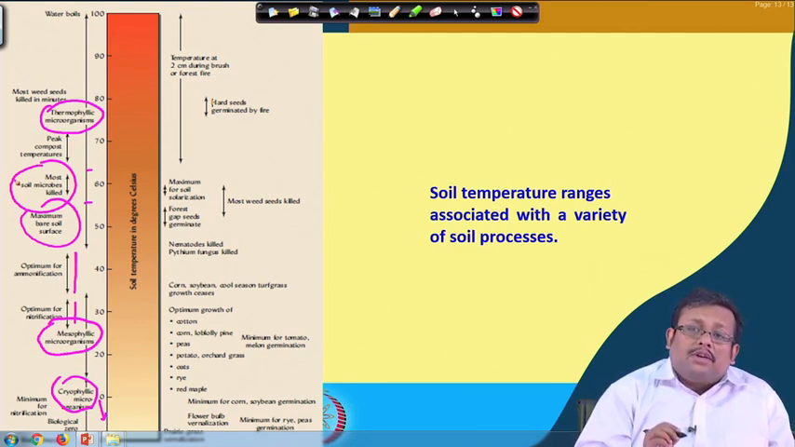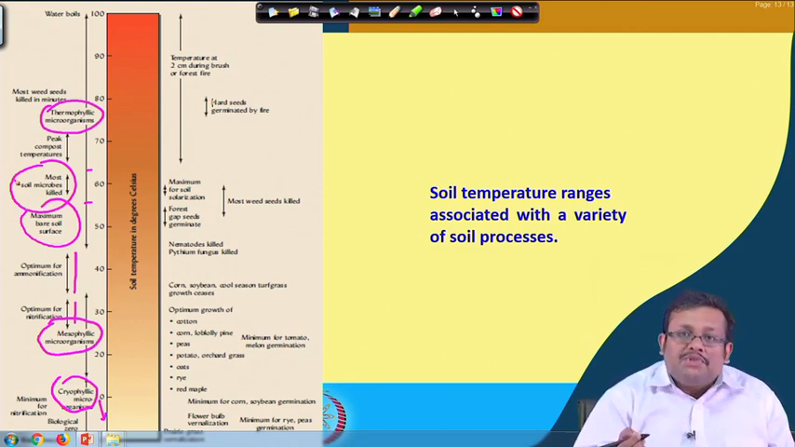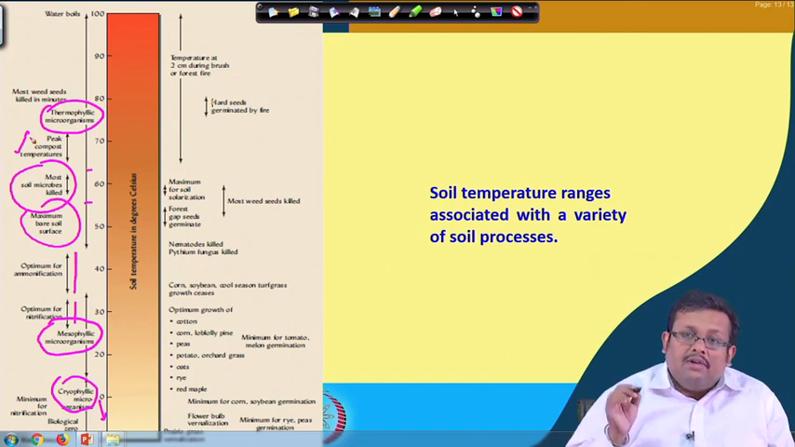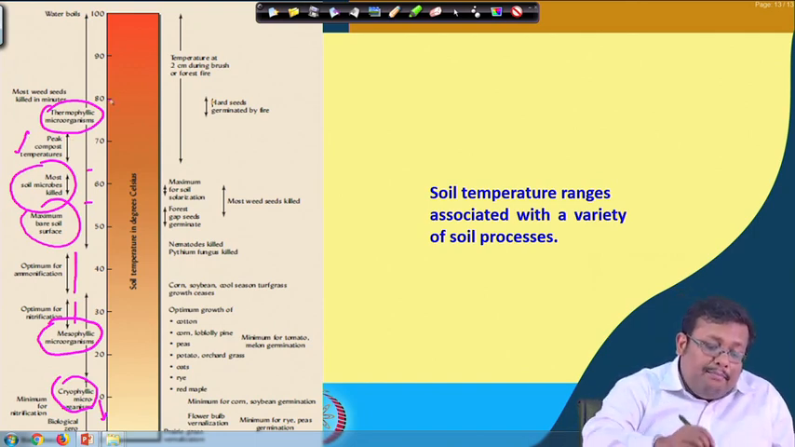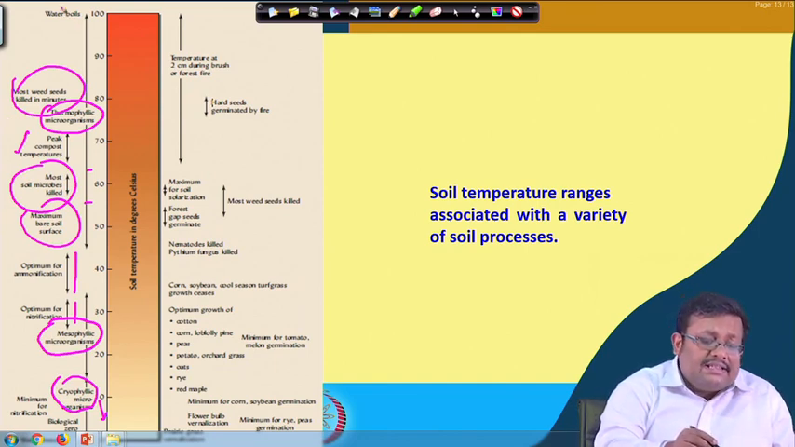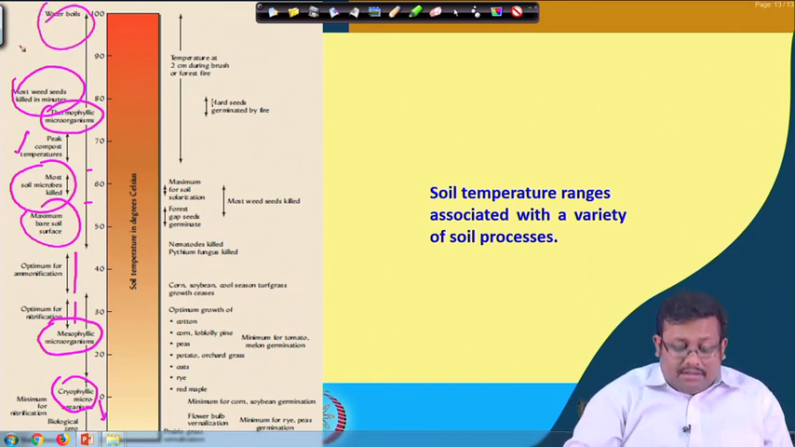Only those microorganisms which are present in the compost pit survive there. Compost is an important soil manure, and we will discuss that later on. In the compost pit, you will see some microorganisms are present, and these are thermophilic microorganisms; they can sustain in this higher temperature range. And above 80 degrees, you will see most wheat seeds killed in minutes, and obviously at 100 degrees centigrade the water will boil.